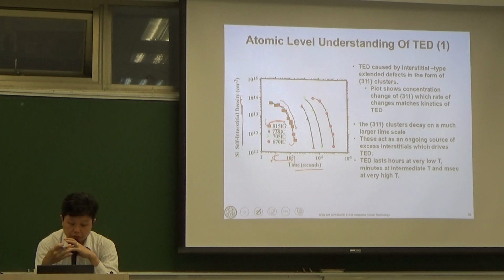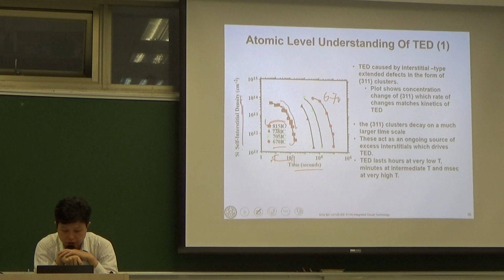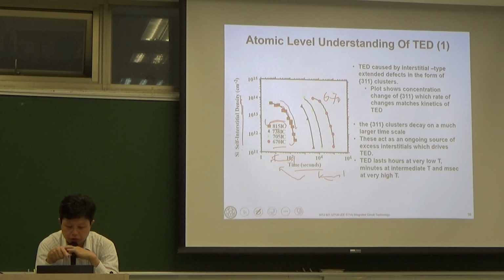So that's because they will begin to recombine and make these clusters smaller and smaller. But for lower temperature, like 670 degrees C, you can see that the time scale is much larger compared to the high temperature. So it tells that those interstitial defects can exist longer at lower temperatures. But they will be reduced to that very low level at a shorter time if we increase the temperatures.